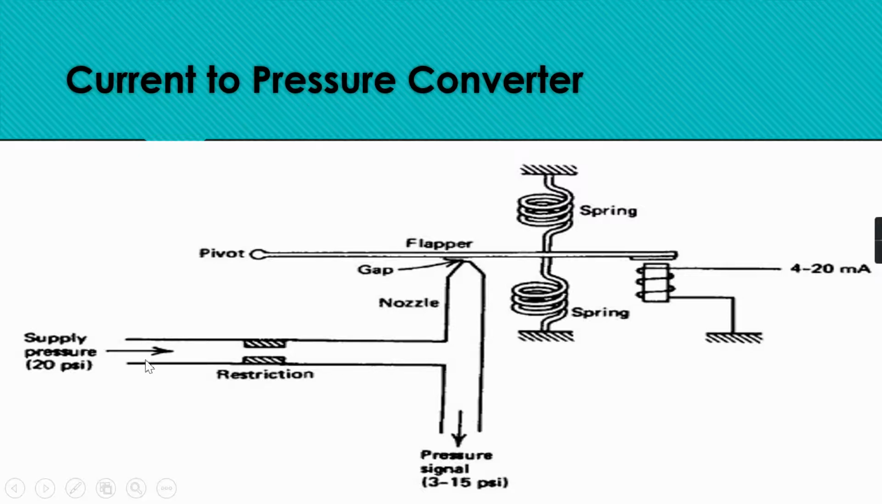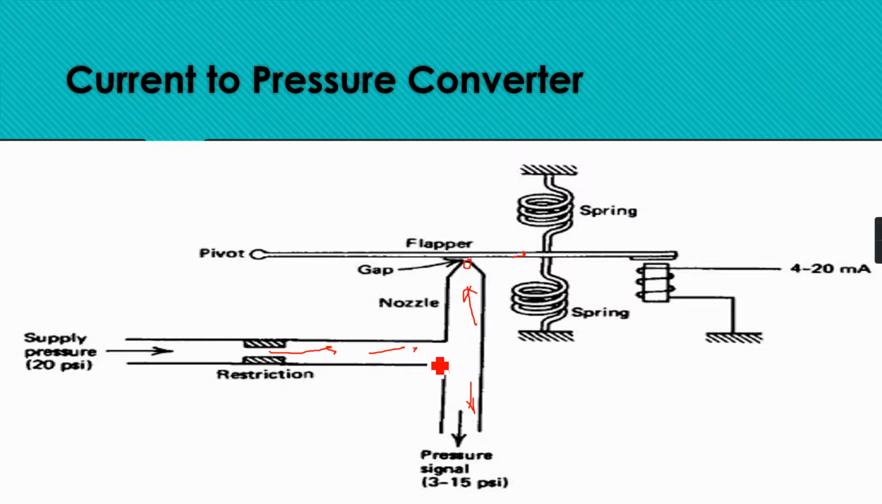How is it done? When we apply the 20 psi here, we have a restriction. Through this it will go here, and that will be the 15 psi air supply. This line is also called the back pressure, or actually the pressure signal, from which terminal we get the output pressure of 3 to 15 psi. This output pressure depends upon the position of the flapper.